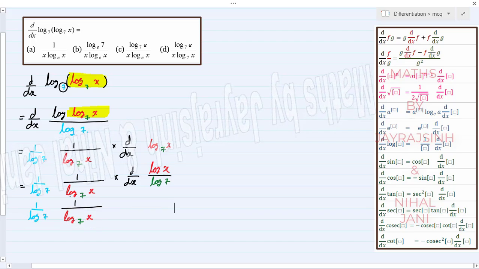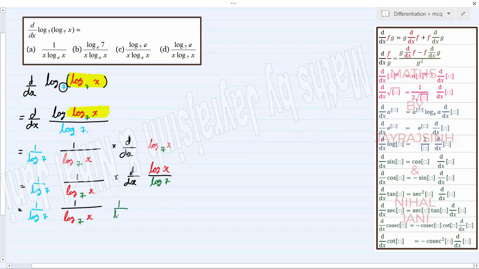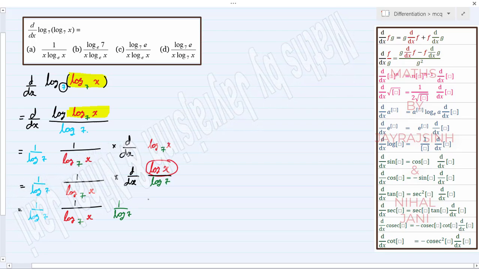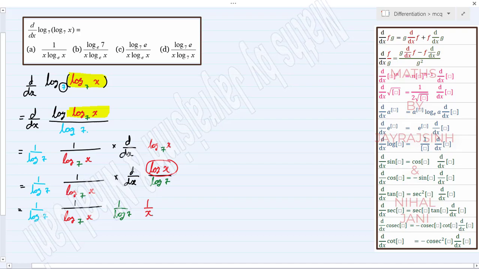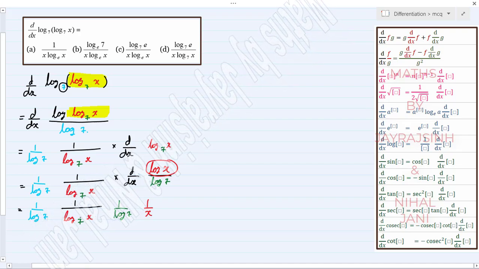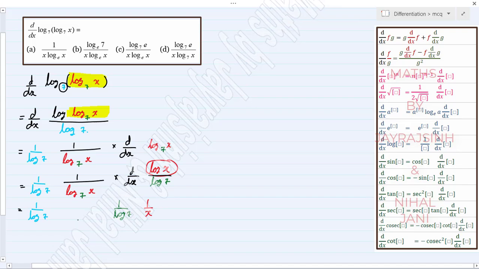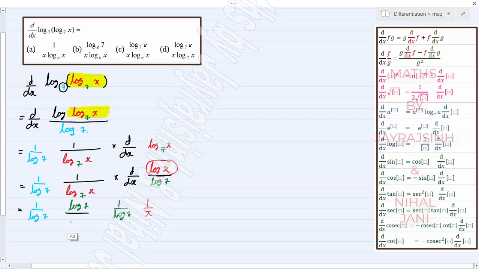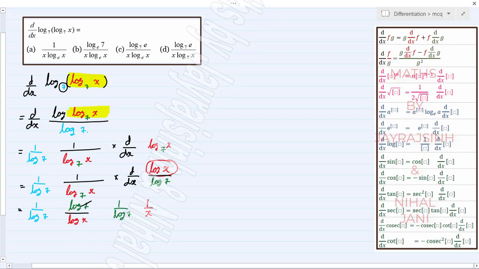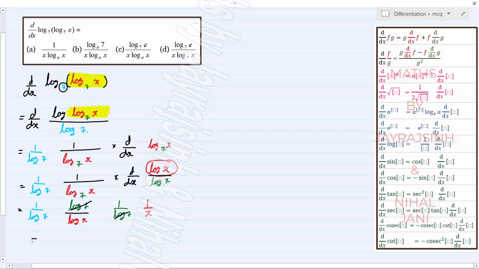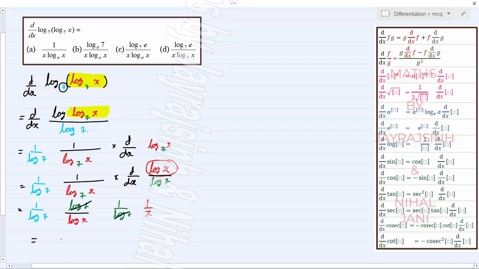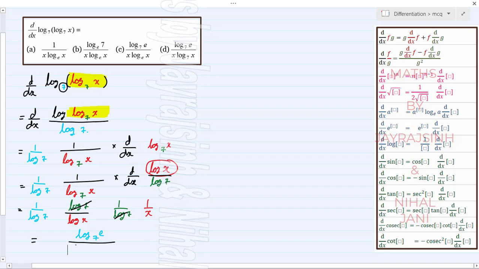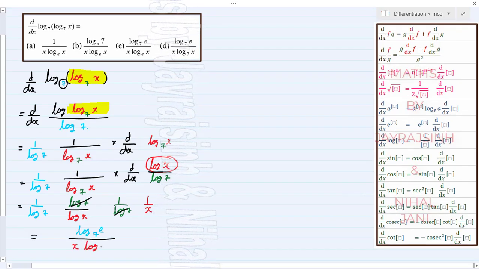First two terms will be as it is, and this 1 upon log 7 will also remain as it is. And we just have to differentiate this log x, which will be 1 upon x. Now to get the proper answer, let's simplify this log x base 7. It will be split into log 7 upon log x. Log 7 will be cancelled out. And this 1 upon log 7 can be rewritten as log e base 7 upon x log x.